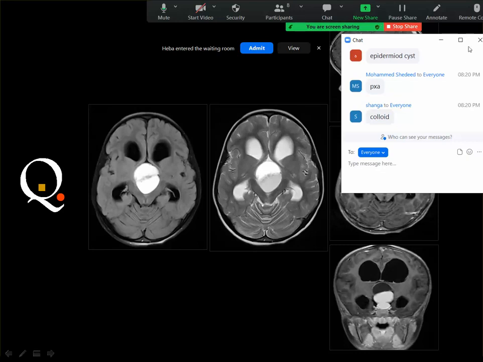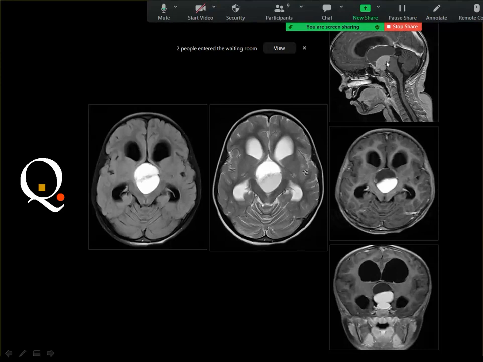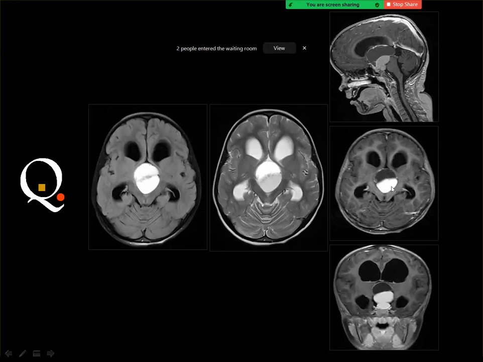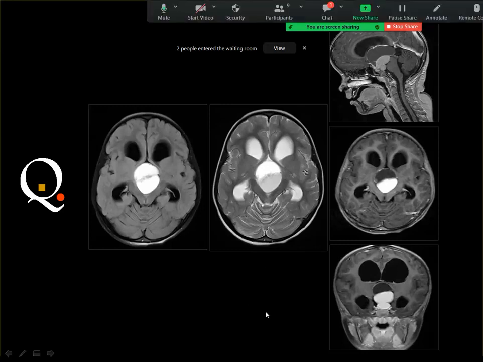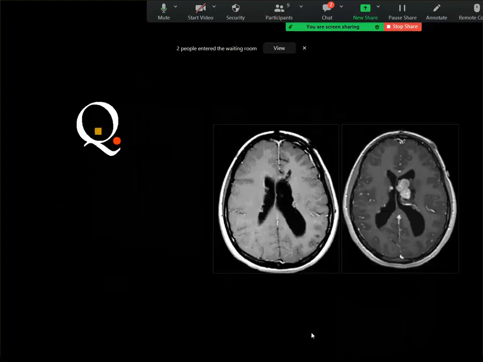No, this is not a colloid cyst, but is a big suprasellar lesion with a solid enhancing component and an internal cystic component with a high signal in the T2 and in the T1 weighted images, and this is a classic case of craniopharyngioma. Next case.